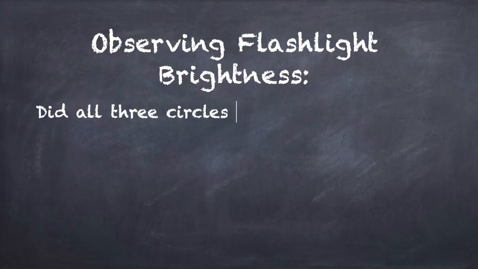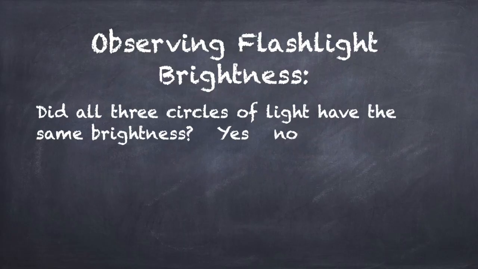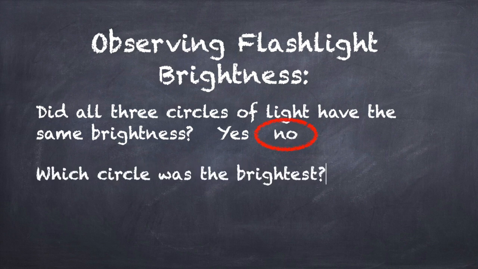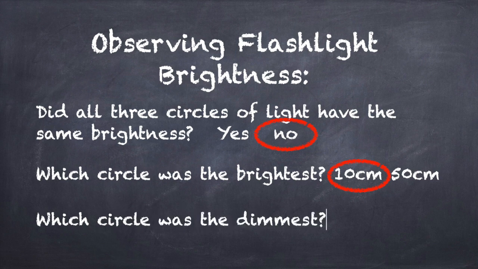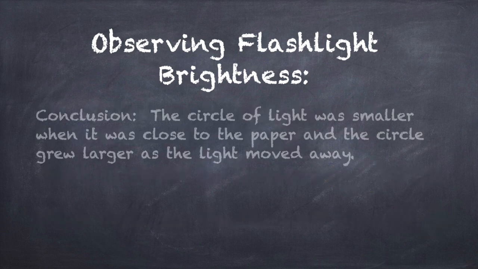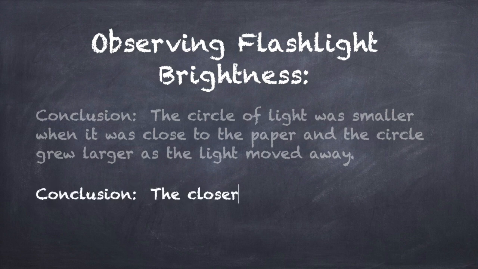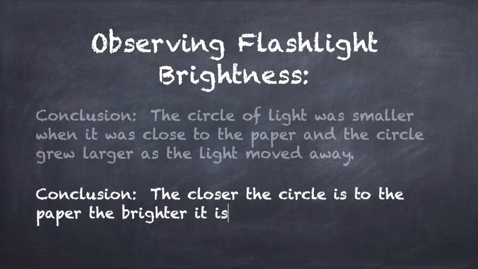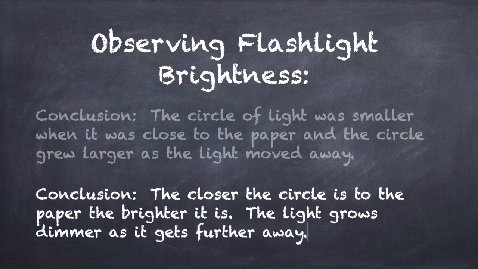Did all three circles of light have the same brightness? No, they didn't. Which circle was the brightest, 10 centimeters or 50 centimeters? It was 10 centimeters, closest to the paper. Which circle was the dimmest, 10 centimeters or 50 centimeters? It was 50 centimeters, the furthest away from the paper. Let's think about what conclusion we can draw from this observation. The closer the circle is to the paper, the brighter it is. The light grows dimmer as it gets further away.